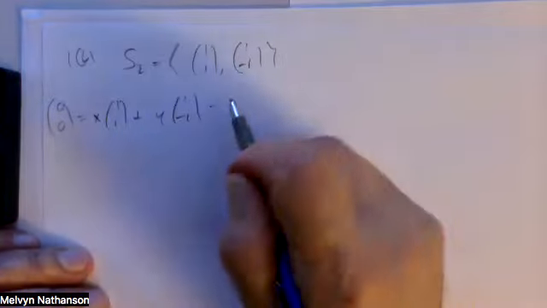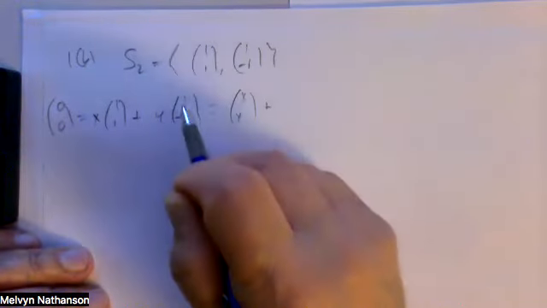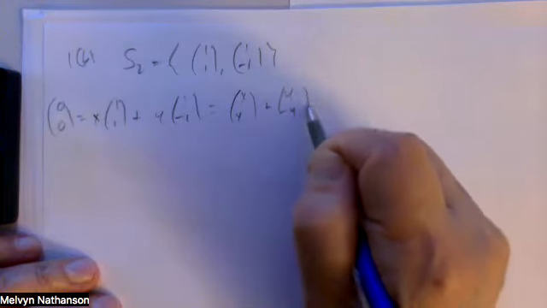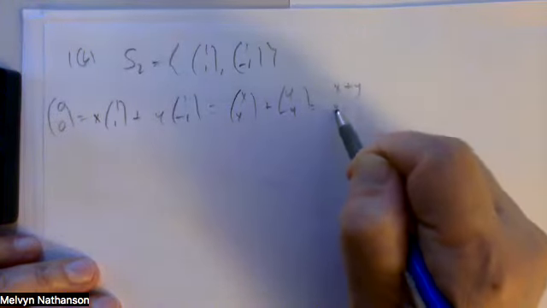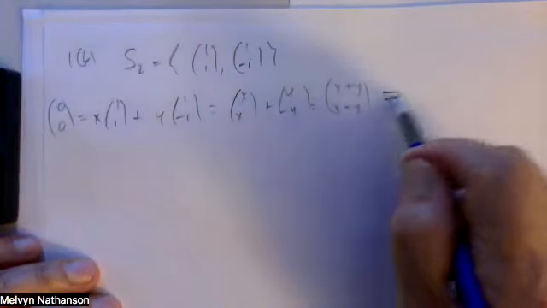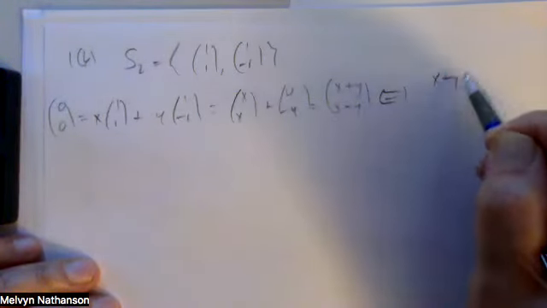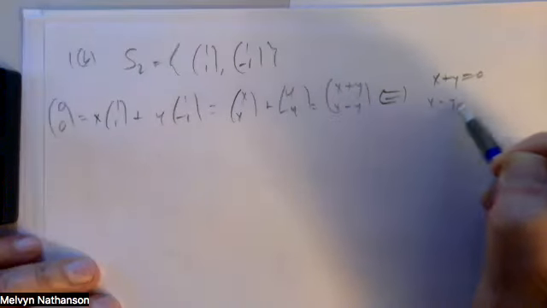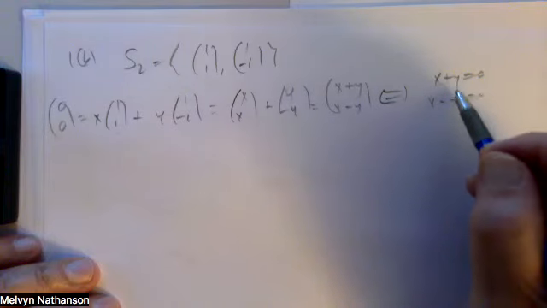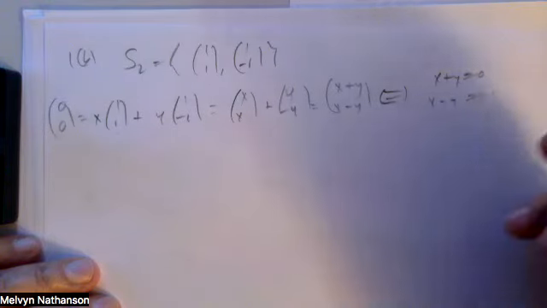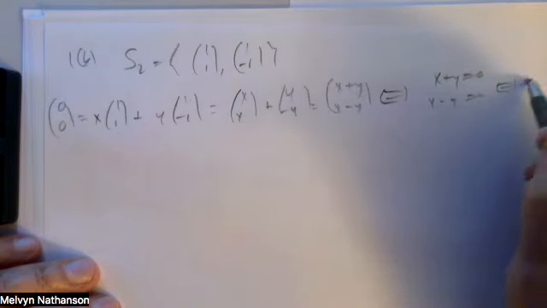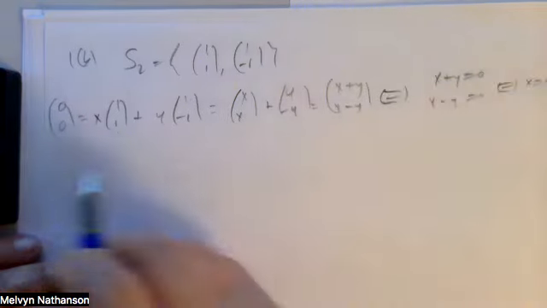So x times (1, 1) is the vector (x, x), and y times (1, -1) is the vector (y, -y). So that's (x + y, x - y). And that's equal to the zero vector if and only if x + y is 0 and x - y is 0. But if you add these two equations, you get 2x equals 0. So x is 0, so y is 0, if and only if x equals y equals 0.